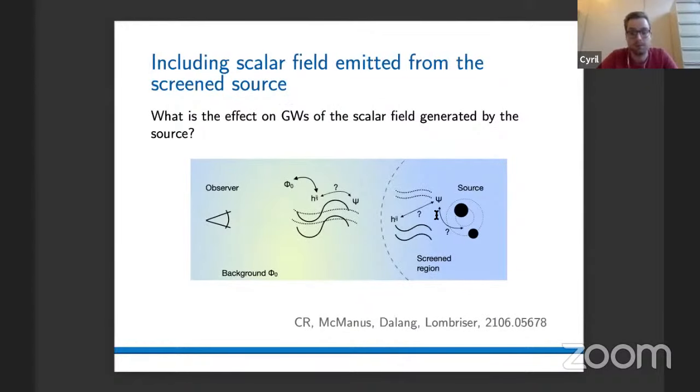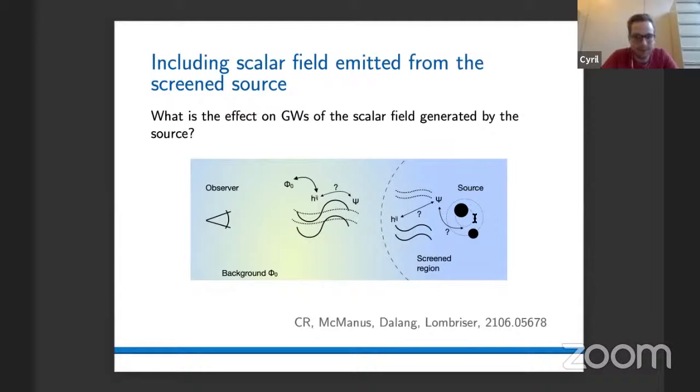But as we saw, even though the scalar field that is emitted at the source is very small, it still exists. And furthermore, when it leaves the screened region, it might not be so small because it's unscreened anymore. So the question we were after with my colleagues is: can we actually assume that the scalar field emitted by the source can be completely neglected?